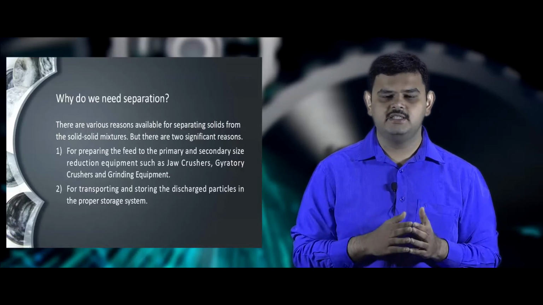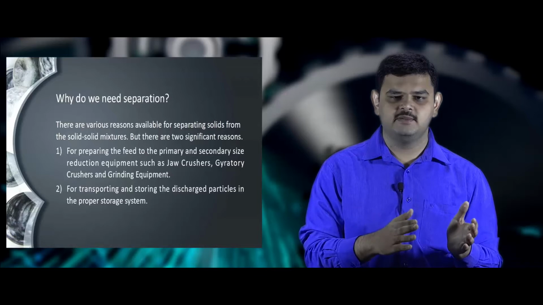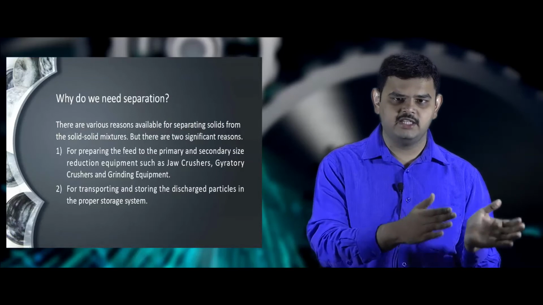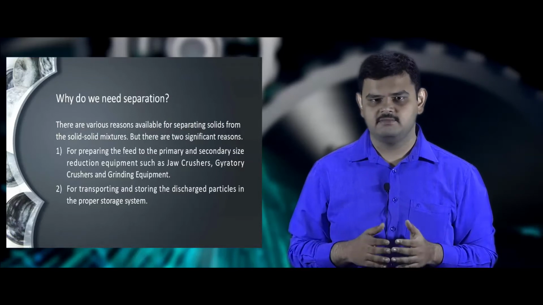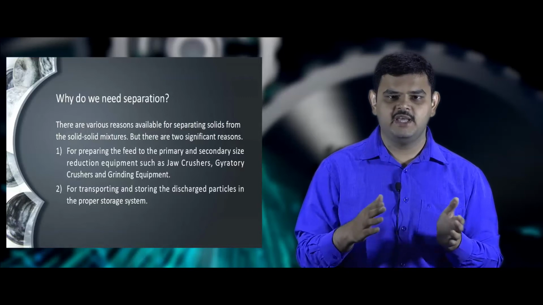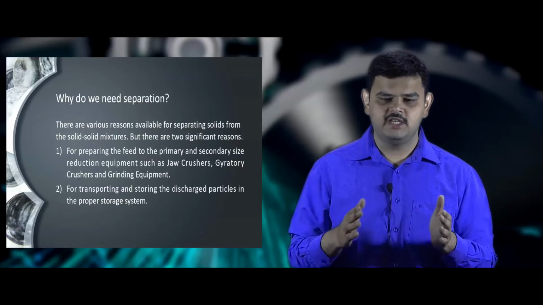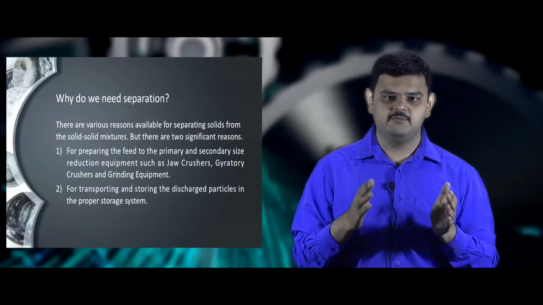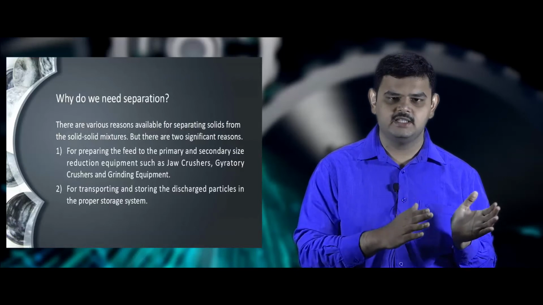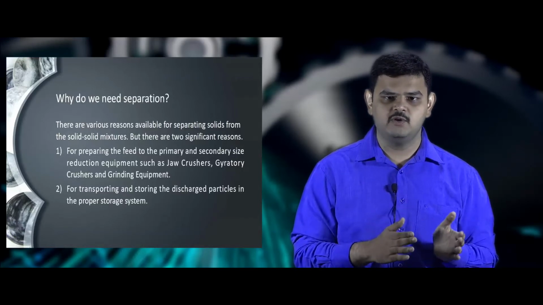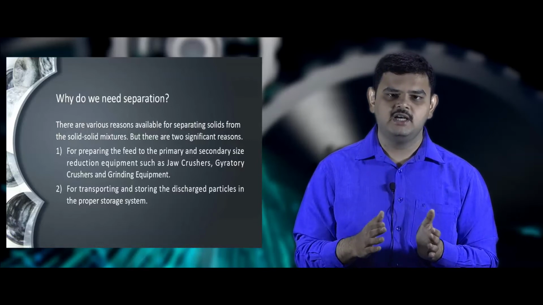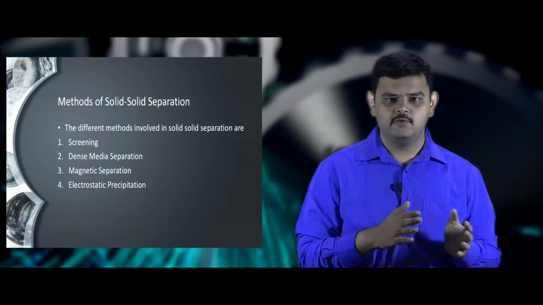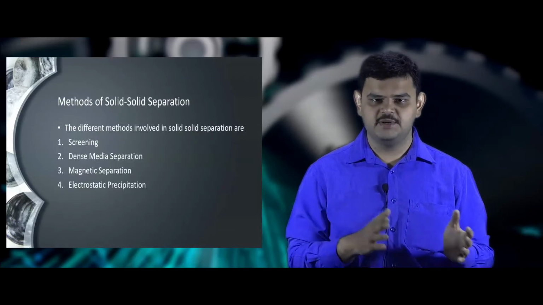And the second reason is that when we discharge the particles from the size reduction equipment, we have mixed particles and we need to transport them to different places and store them. In order to make transportation and storage easier, we need the segregation process. As we already discussed, we store the coarse particles in the open yard or by the cover and plinth method, and we store the intermediate and fine particles in bins and silos.